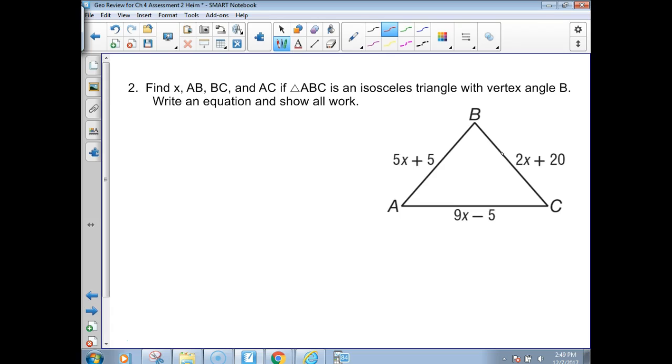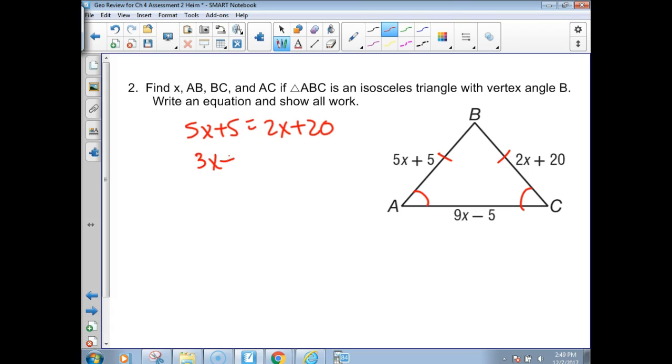All right, number 2, if you're given that this is an isosceles triangle with the vertex angle being angle B, vertex angle is the one that's made by the congruent sides, so these would be the congruent sides. The base angles would be congruent here and here. Okay, but what we're going to use is the fact that the sides are equal. So we would do 5x plus 5 equals 2x plus 20. Okay, and you guys know how to do this algebra.